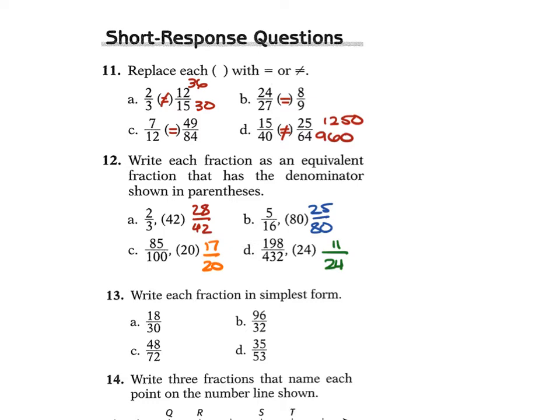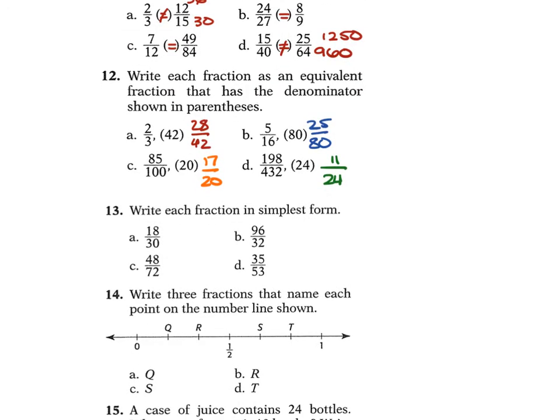For 13, it asks us to write each fraction in simplest form. So for A, we have 18 over 30. So these are both divisible by 3. They're also both divisible by 6. So I'm going to divide both of them by 6 to get 3 over 5. For B, we have 96 over 32. These are both divisible by 8. So we are going to have 12 over 4, which is also 3.